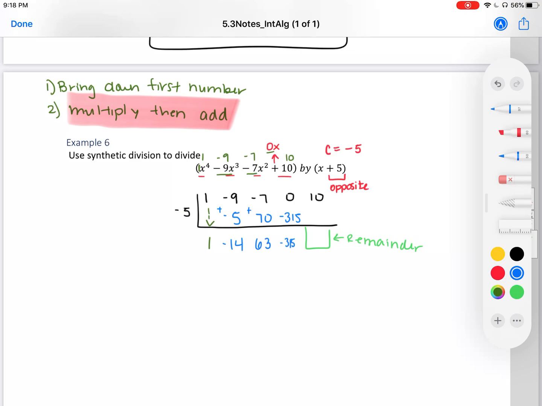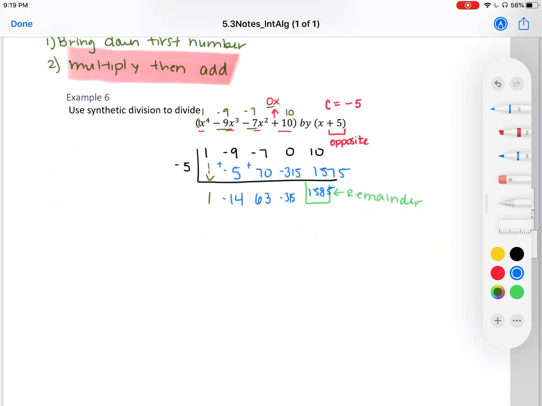And then -5 times -315 is 1575. Plus 10, 1585. That's our answer.